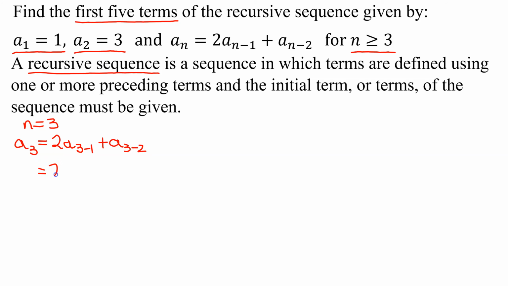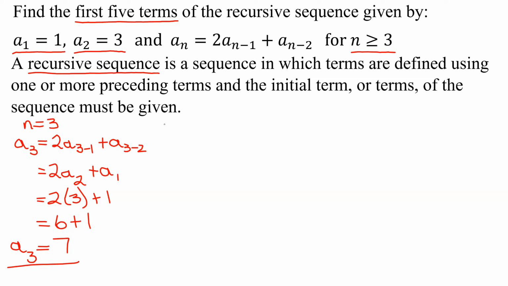So that is just 2 times a sub 3 minus 1, which is a sub 2, plus a sub 3 minus 2, which is a sub 1. So I'm going to take twice the second term, which is 3, and then add to that the first term, that is 1. So 2 times 3 is 6, 6 plus 1 is 7. So the third term is 7.